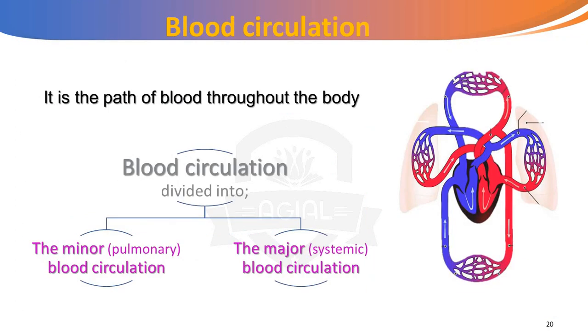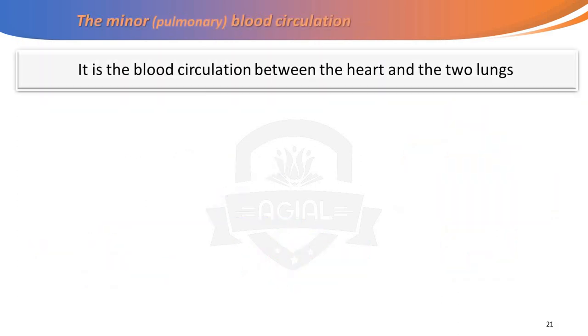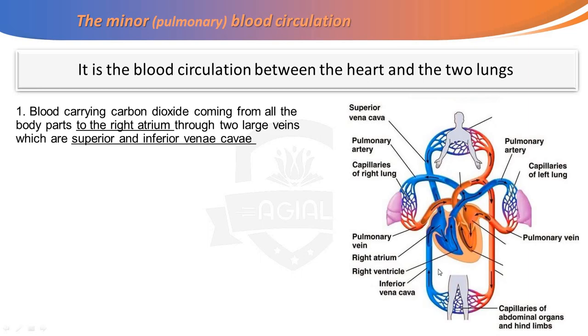Now let's talk about the moving of the blood through the body parts. Let's divide it in two parts. The first one is the pulmonary blood circulation. It is the blood circulation between the heart and the two lungs. Firstly, this is the heart.